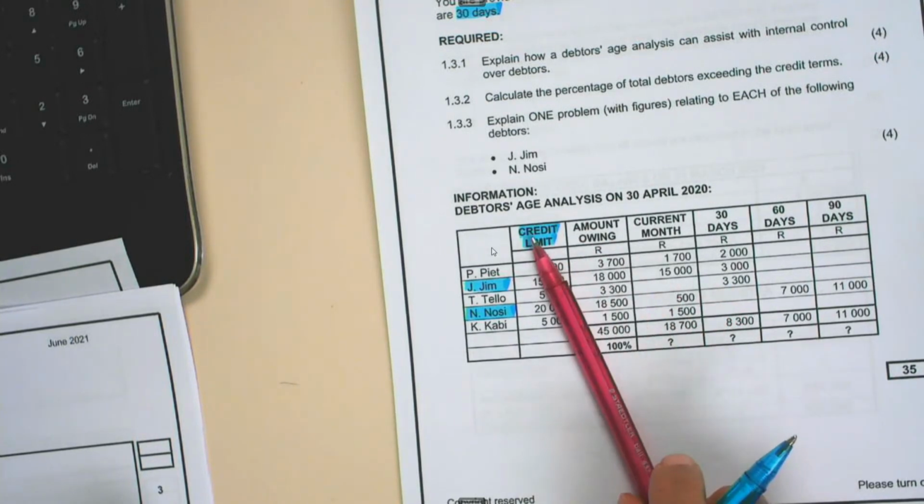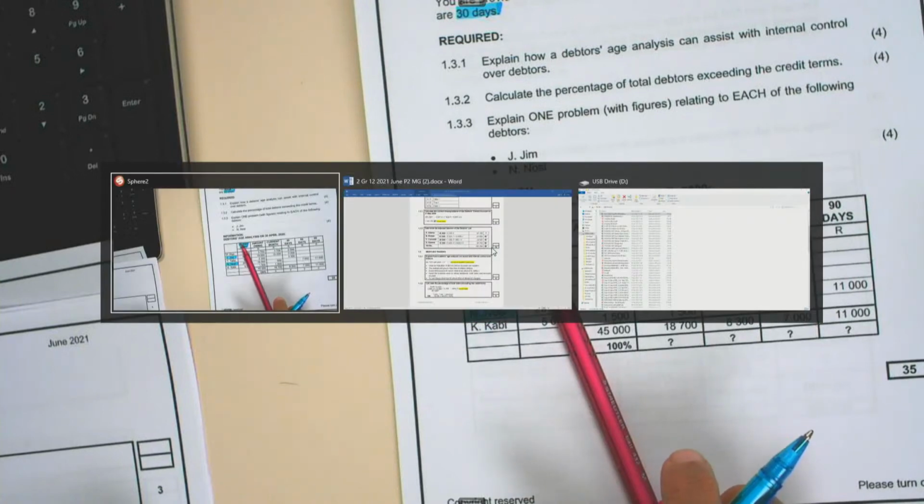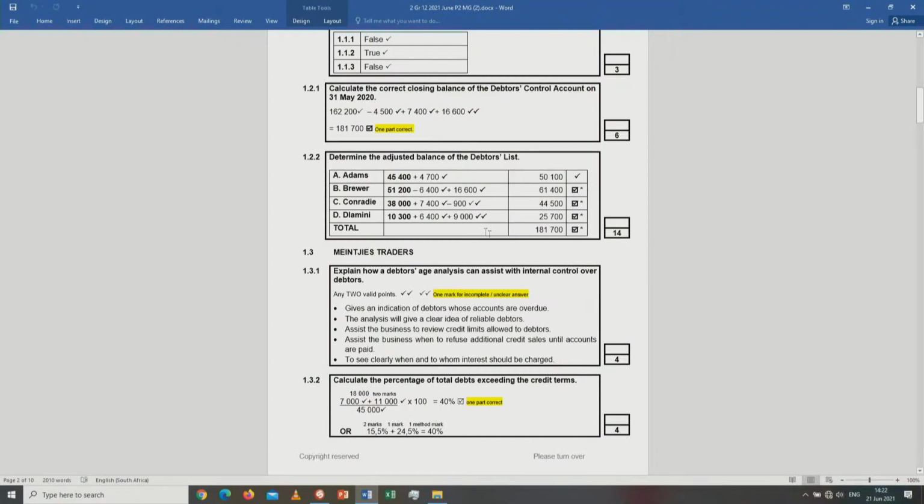Let's look at your marking guide quickly. Explain how the debtors age analysis can assist with internal control over debtors. It gives us an indication of debtors whose accounts are overdue. 2 marks for any valid points. 1 mark for incomplete or unclear answers. The analysis will give a clear idea of a reliable debtor.